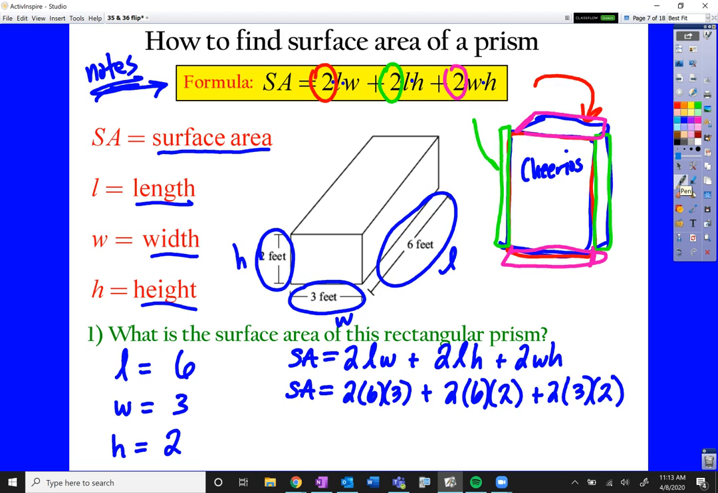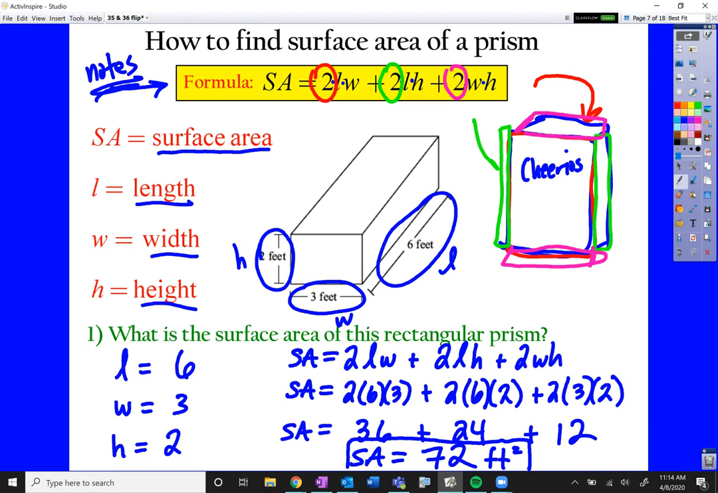All right, so we know, guys, order of operations, you got to do your multiplying before you start adding. So 2 times 6 times 3, use your calculator. 2 times 6 is 12. 12 times 3, 36. Plus 2 times 6 times 2. 2 times 6 is 12. Times 2, 24. Plus 2 times 3 times 2. 2 times 3 is 6. Times 2 is 12. Add them all up. Surface area is 36 plus 24 plus 12. Looks like 60 plus 12. 72. What's our units? Feet. And we're talking about surface area. So it's feet squared.